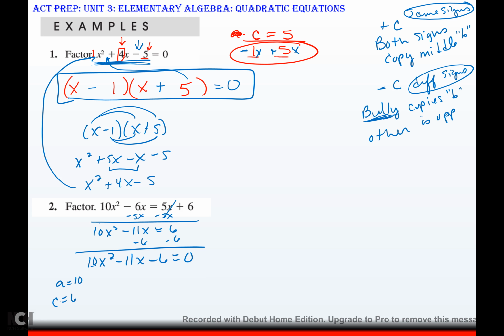Okay, when a is not 1, then you follow the second song. A times C, find all the factors. Rewrite B, 2 by 2, GCF, GCF, GCF again. Woo!